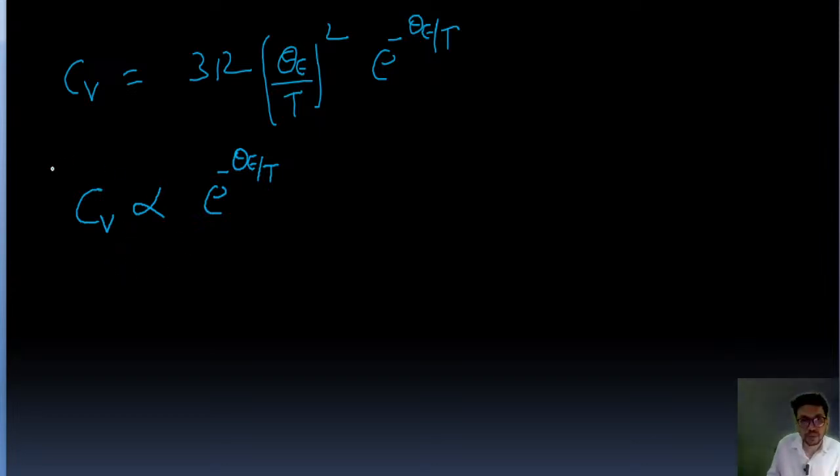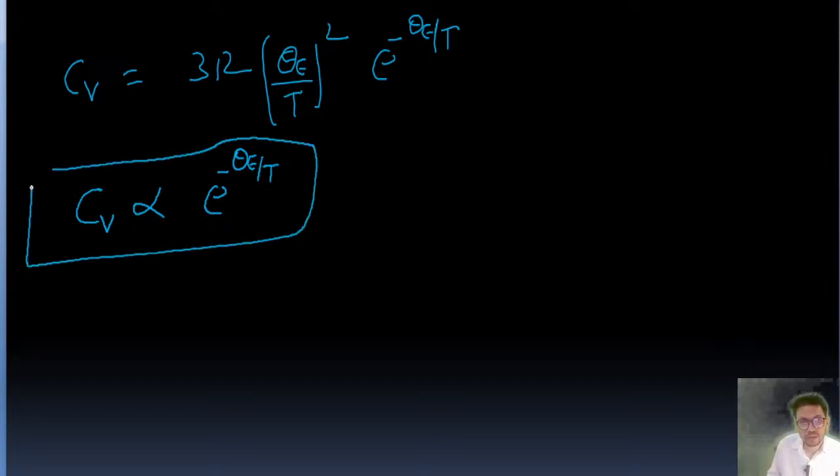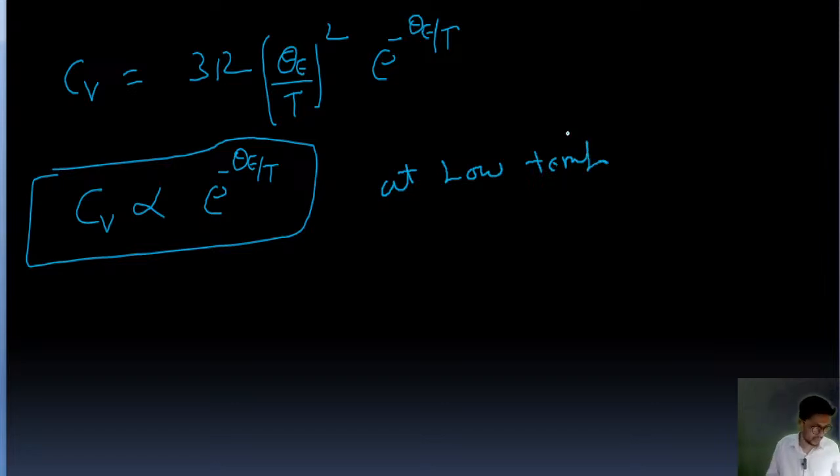Okay, this is the case 2, the value of CV in case of Einstein's specific heat theory. So this is the value of CV at high temperature. Sorry, at low temperature. My apology, at low temperature.